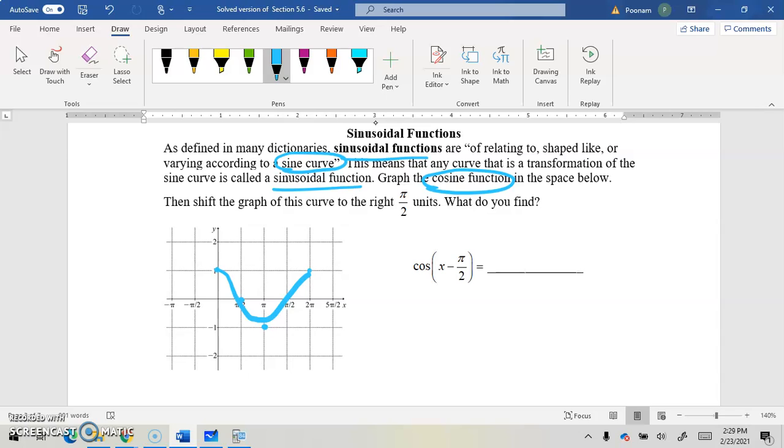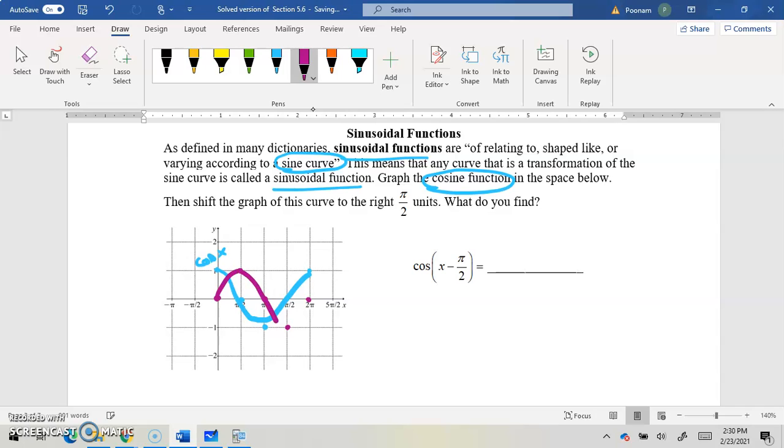Let's plot the sine function on the same grid. This blue one is the cos function. I am trying to plot the sine function. At 0, this is 0. At pi by 2, 1. At pi, 0. Then 3 pi by 2, and 2 pi.